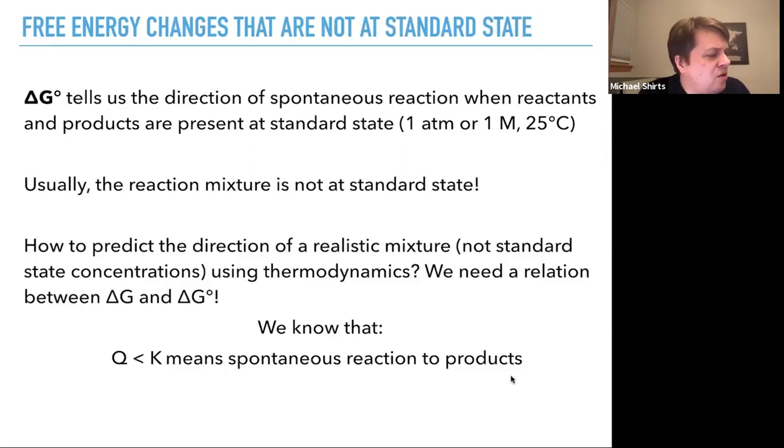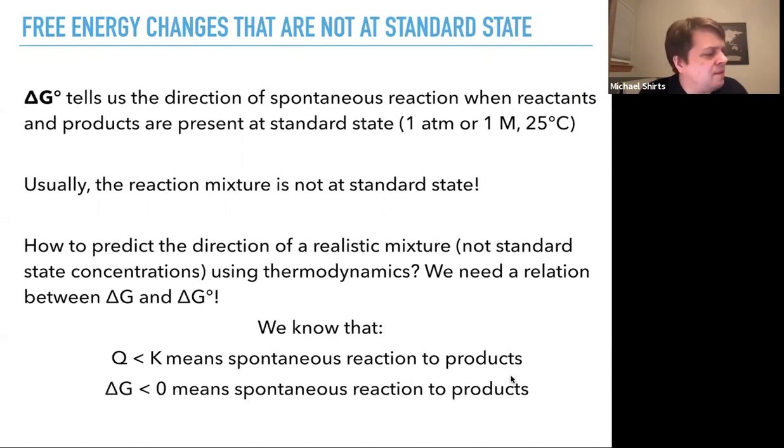Well, we know that Q less than K means we'd have a spontaneous reaction to products, right? But we also know that delta G is less than 0 also means a spontaneous reaction to products. So those are two different numbers we can look at. One is a number that is positive or negative, delta G. The other is a number that is less than some other number. So we have one that's positive and negative and one that's less than some ratio. And so are they related? The answer is of course yes.